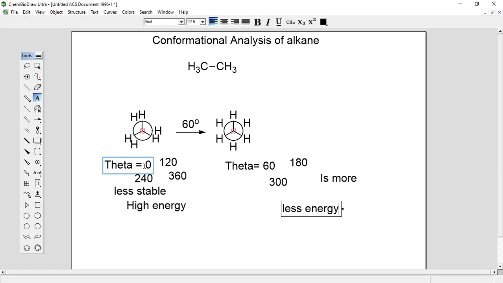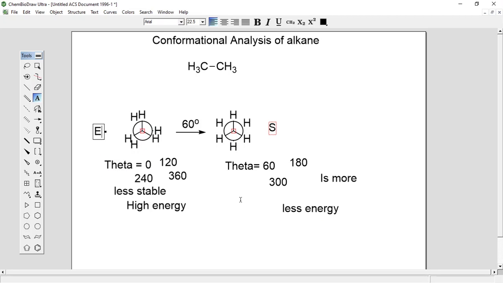So at dihedral angle 0, 120, 240 and 360, you will get eclipse conformation. And at dihedral angle 60, 180 and 300, you will get staggered conformation. So this is E for eclipse conformation.